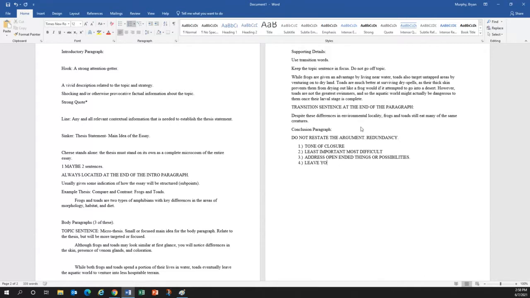Leave your reader thinking, wow, that was really compelling. They're right. It could go this way. Or, I hadn't really thought about that. If you achieve that effect in your conclusion, you've done a good job. So those are the 3 types of paragraphs that you can expect to deal with in your essay.